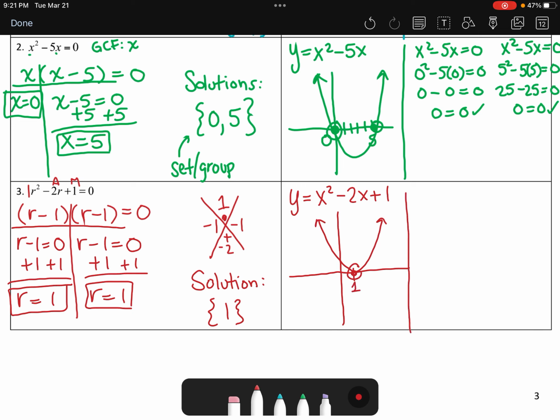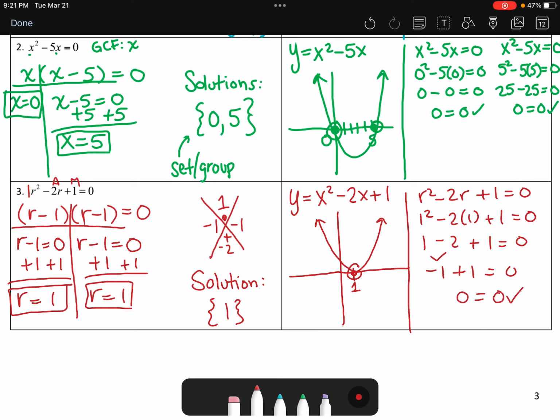Okay, and then when you do your check algebraically, r squared minus 2r plus 1 equals 0, you only have to do one of them because there's only one answer. There's only one number that would make this whole equation equal to 0. 1 minus 2 is negative 1. And there you have it, guys. This is factoring to solve a quadratic equation.